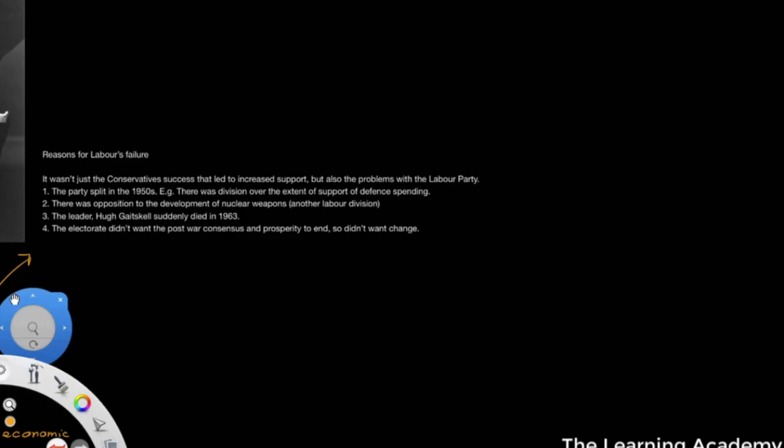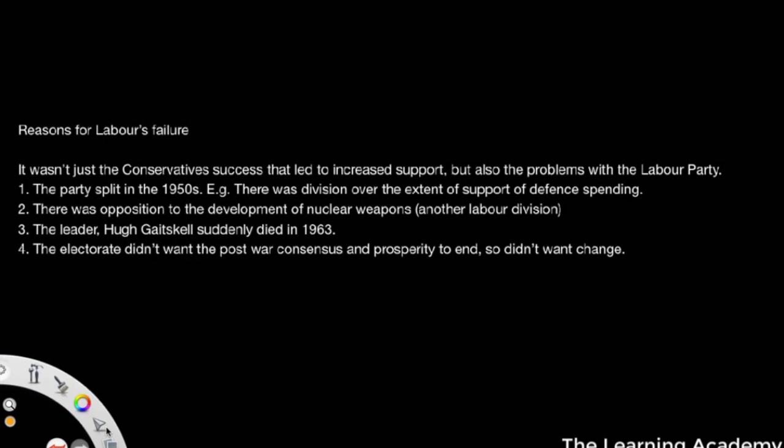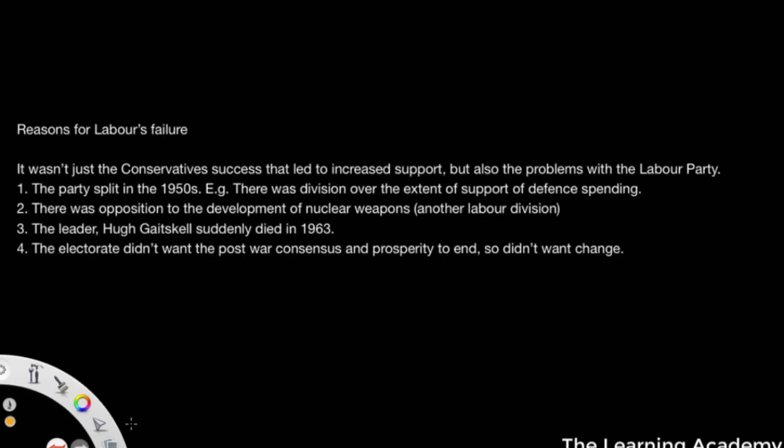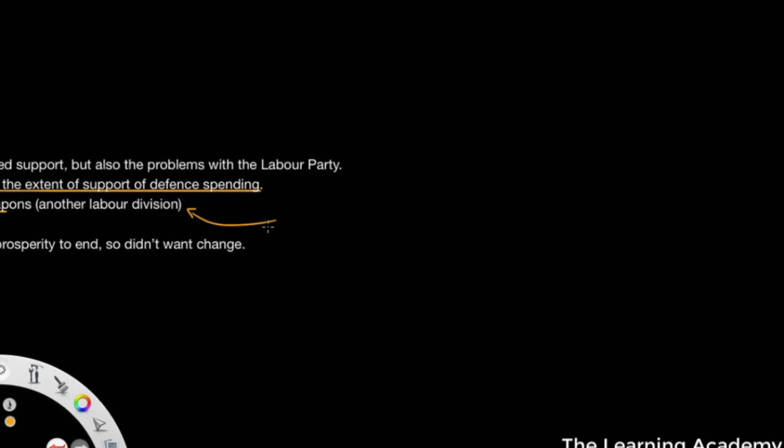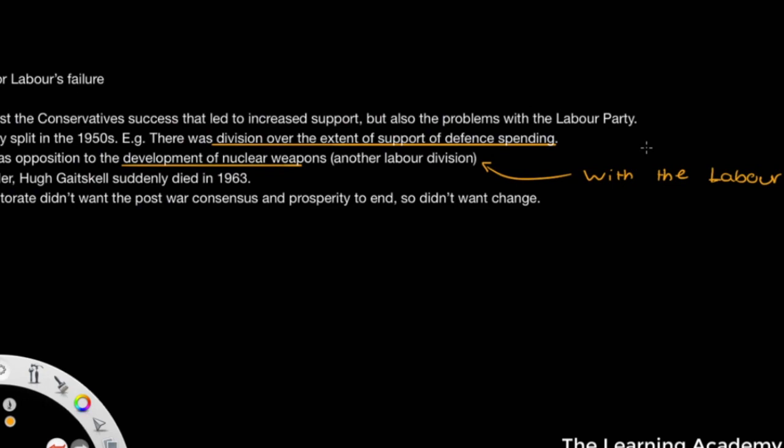Okay, so the increased support for the Conservatives wasn't just a positive aspect, the positive policies that were introduced by the Conservatives, but also negative aspects of the Labour Party. So in the 1950s, the Labour Party was effectively split. There was a division over the extent and support of defence spending. There was also huge opposition to the development of nuclear weapons. So these were oppositions to the Conservative Party on these issues, but also within the Labour Party itself. So within the Labour Party itself, we see these divisions and different ideas and the split that took place.